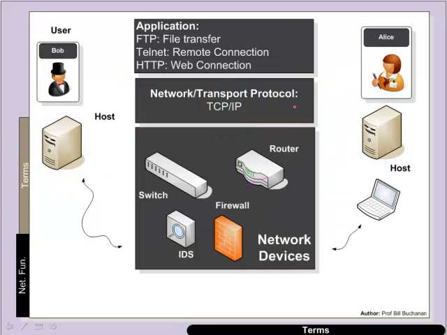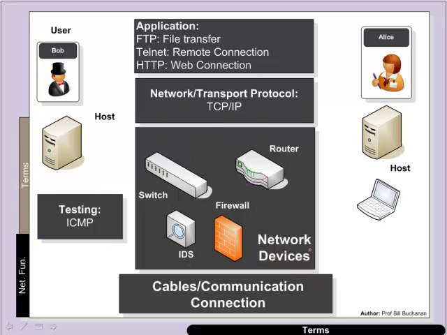Then we need some equipment to be able to communicate with either end, and for this we might use a switch, a router, a firewall, or an intrusion detection system. So we get the concept of network devices. And eventually we need some conduit to be able to transmit the data. So in the end we end up with some form of cables or some sort of communication media, such as the airwaves in wireless communications. And we might need some method to be able to test that all this is working, and we use protocols such as ICMP.